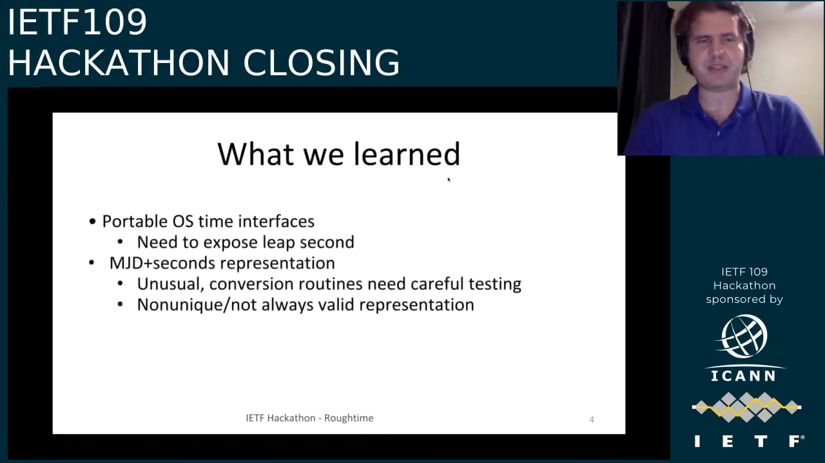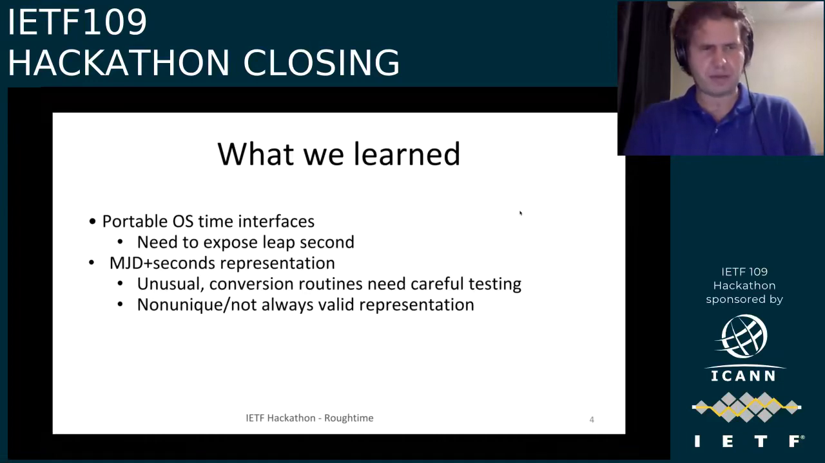And we learned quite a bit. So I run FreeBSD on the server I put the thing on, and I learned that the timing interfaces that we need, because Roughtime depends on monotonicity, you need to know the leap second. And this is not supported in POSIX, so we need an extension, and they're different. And so we got to deal with that issue.